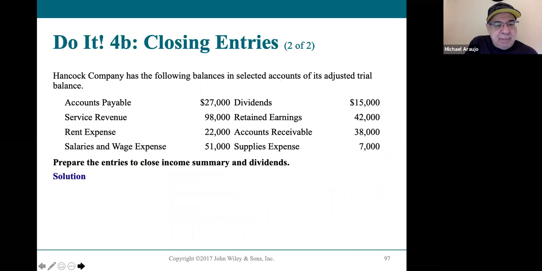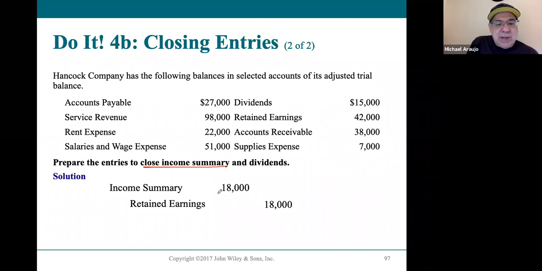So the third step should be to close that income summary account. We no longer need it because now our revenue accounts are zero, our expense accounts are zero. We no longer need our income summary account. And so basically we move that $18,000 from income summary over to retained earnings. Income summary has, again, that $98,000 of revenue on the credit side and $80,000 on the debit side. So to balance it out, it's a debit to income summary. And we're moving the profit over to retained earnings.